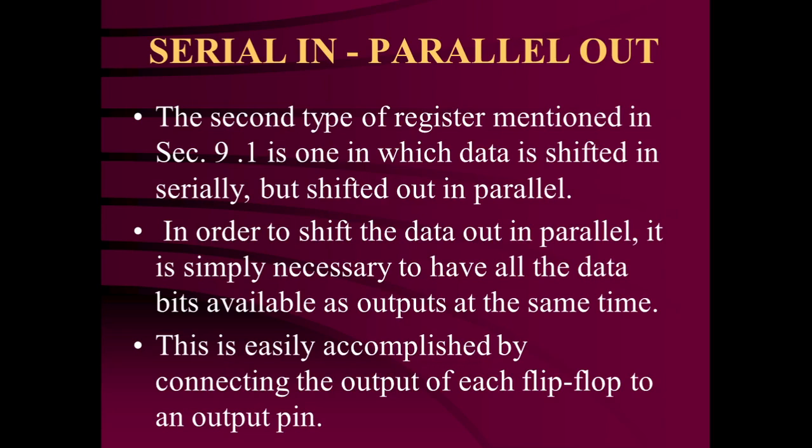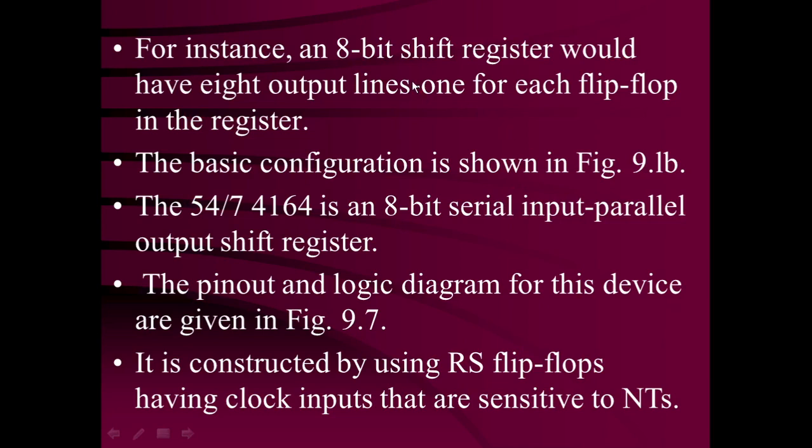This is easily accomplished by connecting the output of each flip-flop to the output pins. That means for whatever number of bits are there in a digital signal, that number of flip-flops are required, and each flip-flop output is brought to the pins on the IC. That way, all the outputs can be accessed simultaneously. For instance, an 8-bit shift register would have 8 outputs, one for each flip-flop in the register. The basic configuration is shown in figure 9.1b.